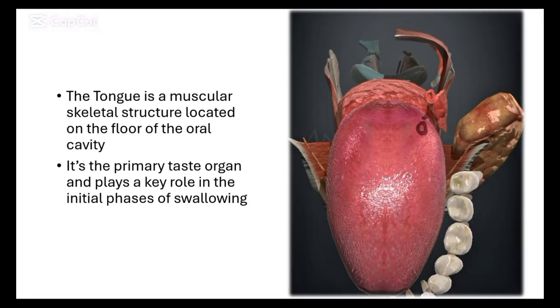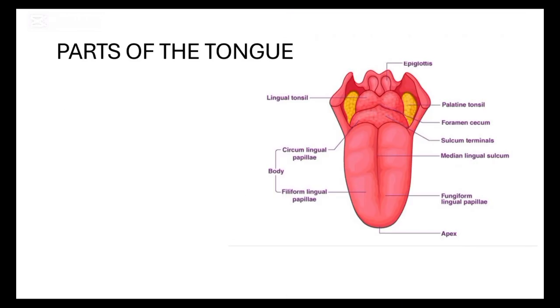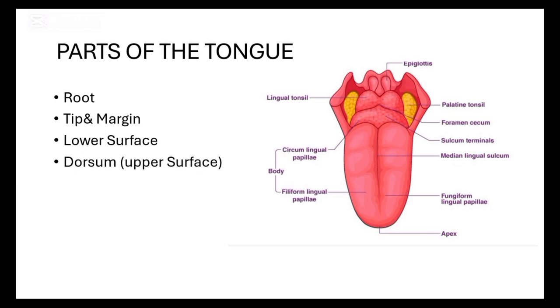The tongue is a muscular skeletal structure located on the floor of the oral cavity. It is the primary organ of taste and plays a key role in the initial phases of swallowing. Let's break it down. The tongue has several parts: the root, the tip and margin, the lower surface, and the dorsum, which is the upper surface.